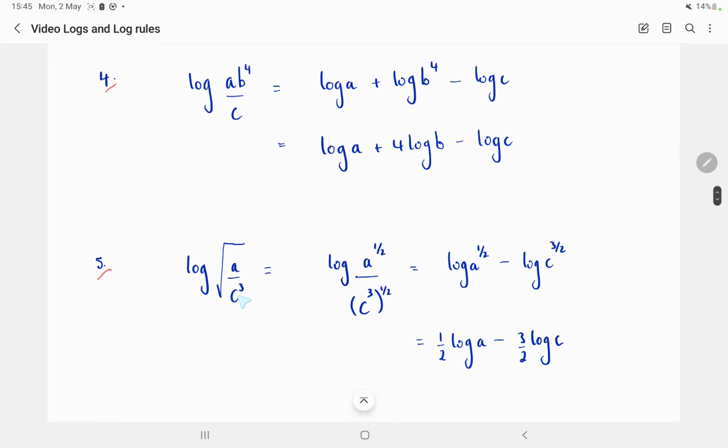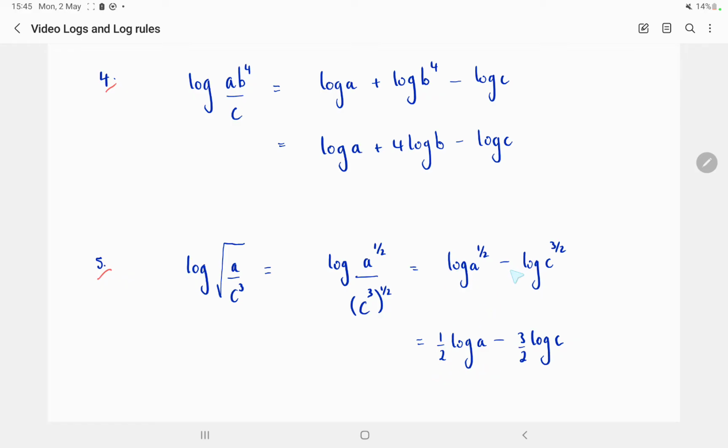And the fifth one here, 2 letters, which means we're going to have 2 logs. They're being divided, so there's going to be a subtraction. Now a and c cubed are all underneath the square root, which means that they're going to be raised to the power of a half. So my first log is going to be log a to the power of a half, which can be rewritten as a half log a.